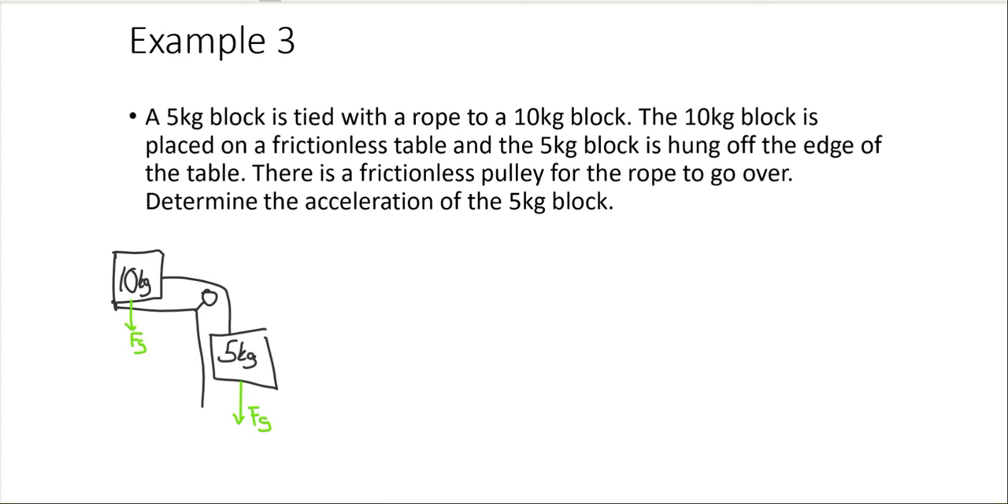But my 10 kilogram block is on a table, it's on a surface, which means it experiences a little bit of normal force. And the rope pulls with a little tension, pulling that forward, but also pulls backward with that 5 kilogram block. Now, how do I deal with this? This looks far more complicated.